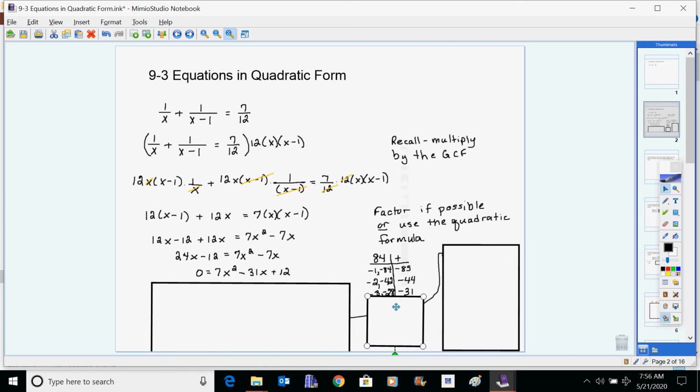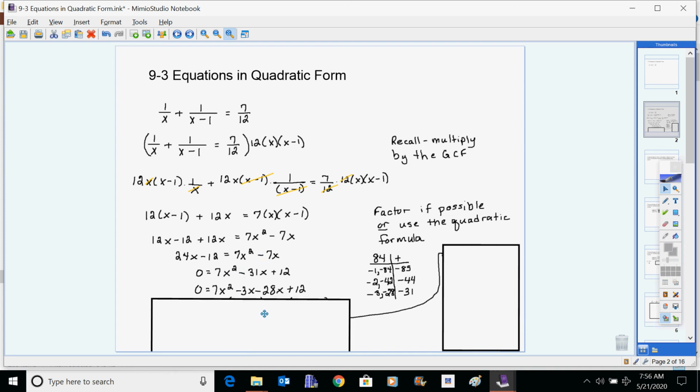Negative 3 and negative 28, wait a minute, that gives me the right answer. But remember, this just gives you what to break the middle down into. It doesn't actually take you straight to the factored form yet. Then you need to factor by grouping.